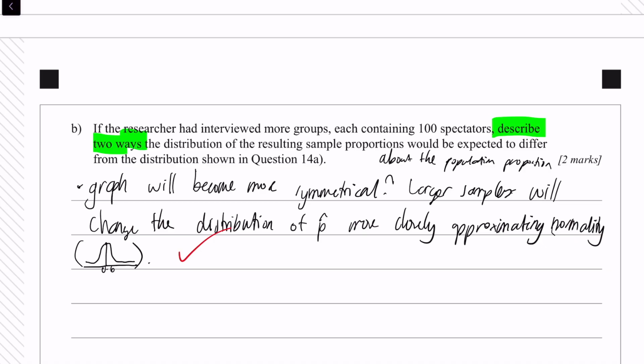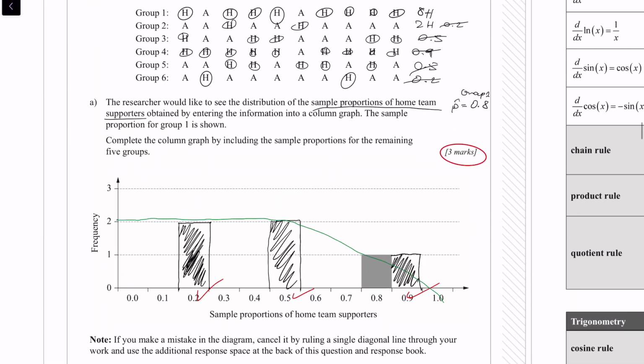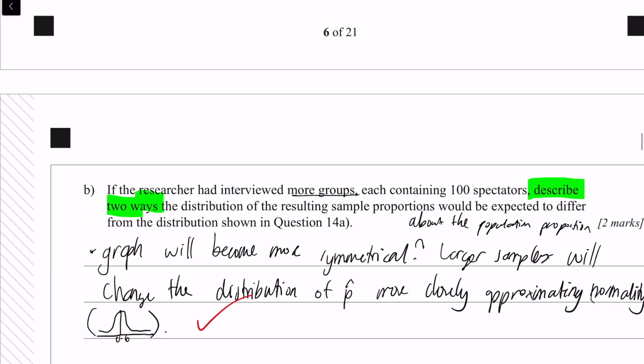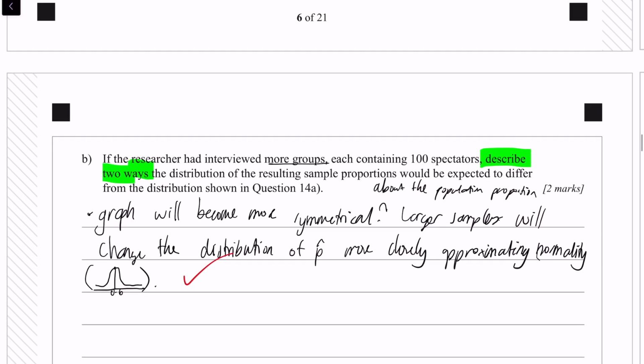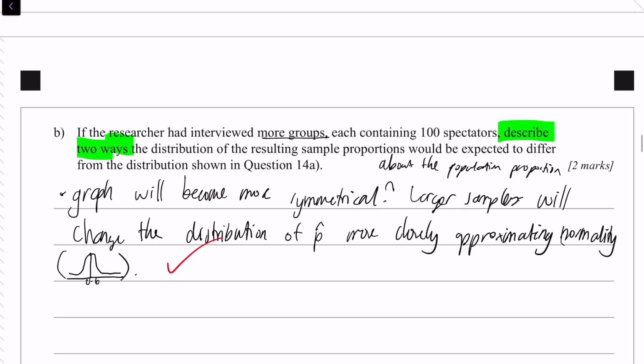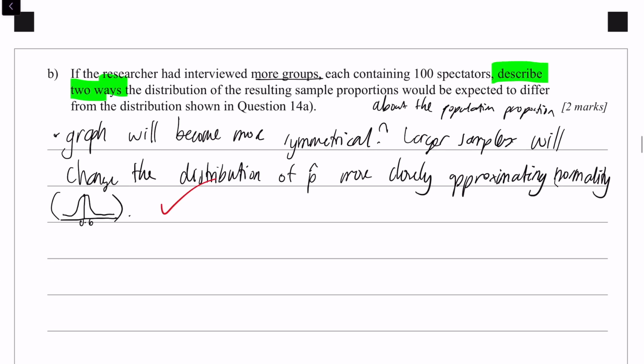So with more samples, which are more groups, each containing more people, that's going to make our graph much more similar or representative of the mean value, which is the 0.6. Okay, and the second way, so that was the first way.